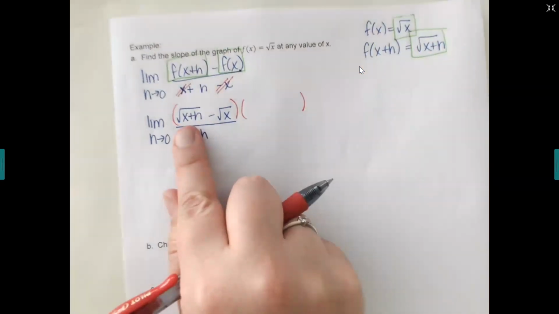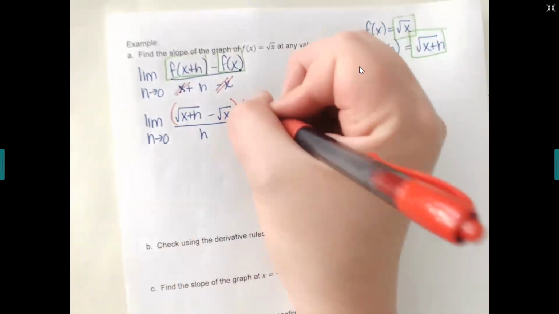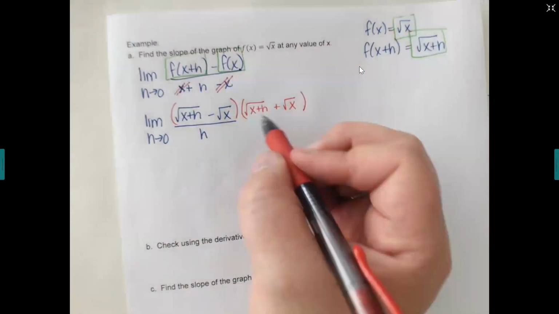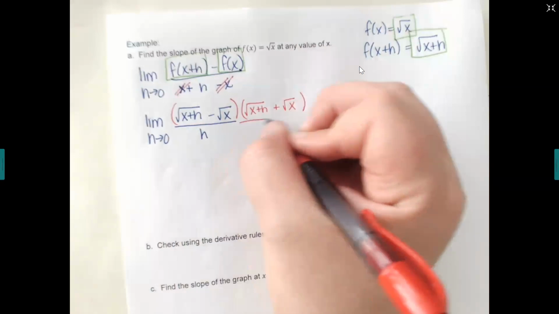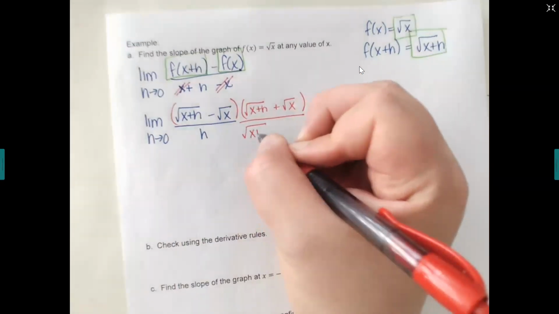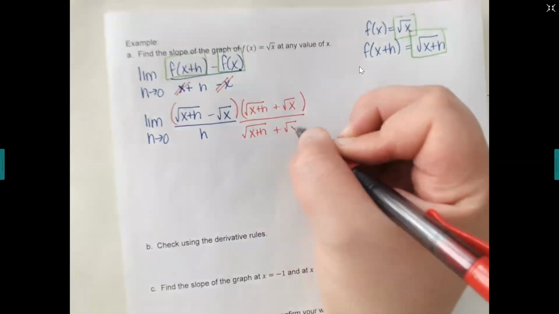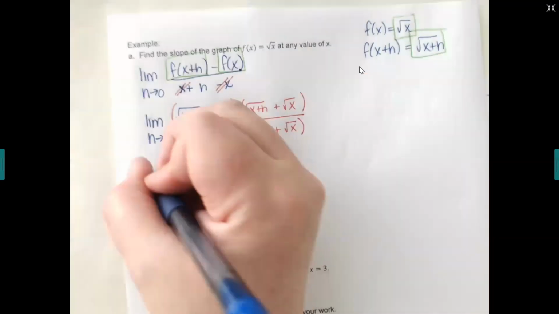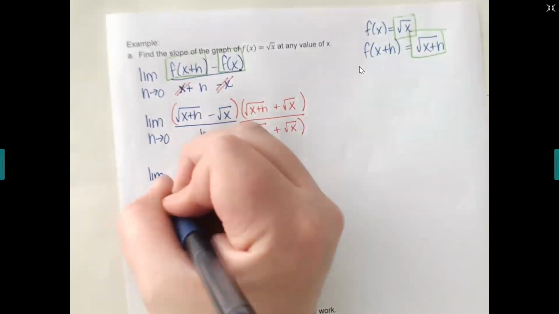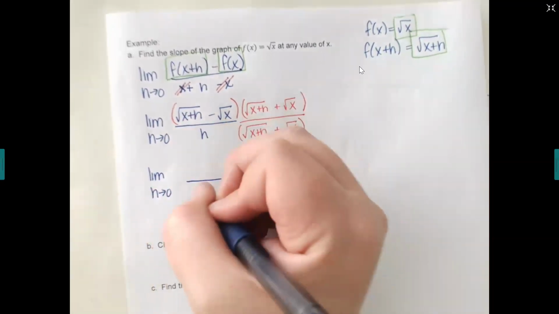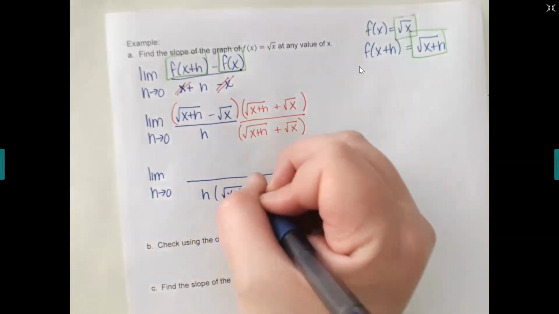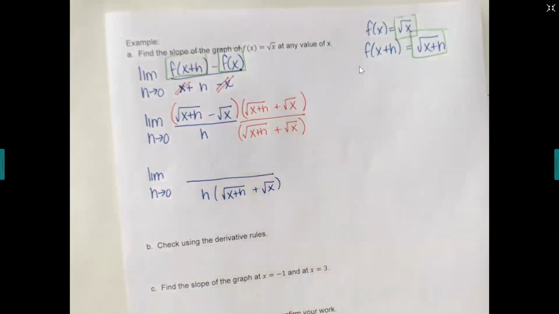So you're going to take your root x plus h minus root x, and you're going to multiply by root x plus h plus root x. But we can't just multiply a conjugate on the top. So we're going to have to also multiply that same expression into the denominator. We're going to keep the bottom the same. And usually kids are fine with that because they don't want to multiply these anyways. So we have our h and we have our square root of x plus h plus root x.